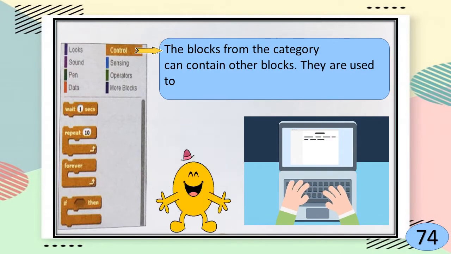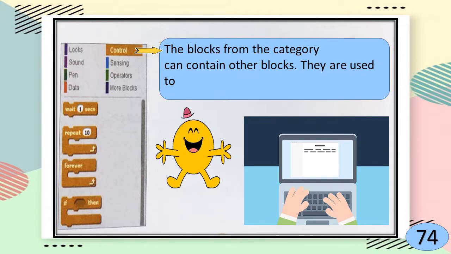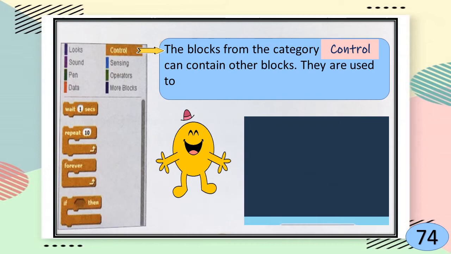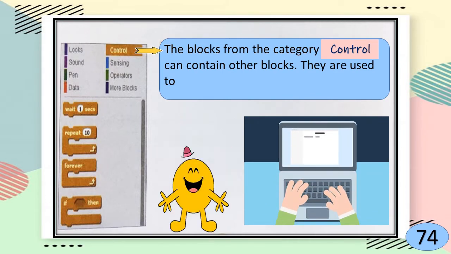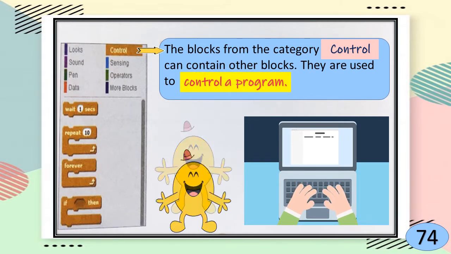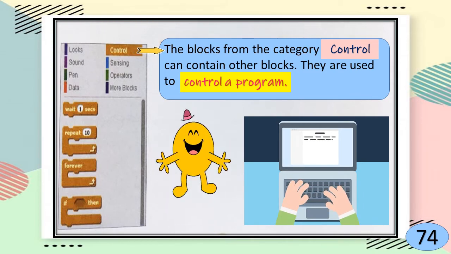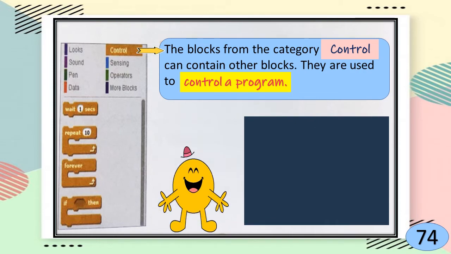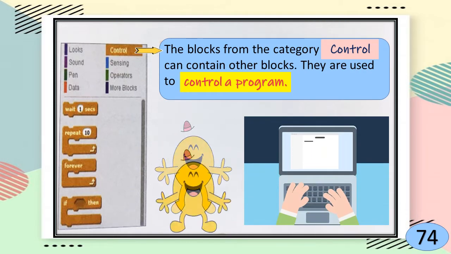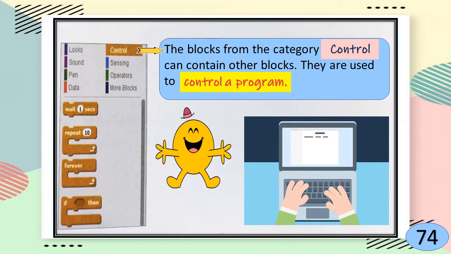Now let's proceed to the category control. The blocks from the category control can contain other blocks. They are used to control a program. In here we have the blocks wait a second, repeat, forever, and the if-then block.